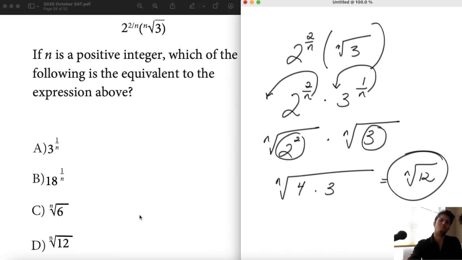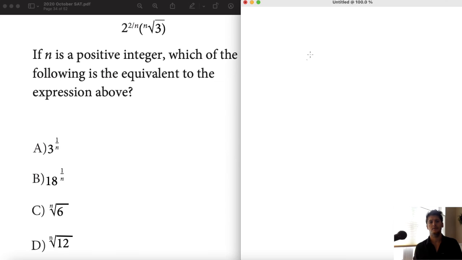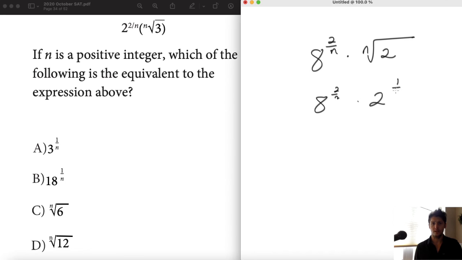So let me show you another example of how this might work. If we had 8 to the power of 2 over n times the nth root of 2, you could do it exactly the same way, or I'll do it both ways. First, I'll do it the way where we make these both fractions: 8 to the power of 2 over n times 2 to the power of 1 over n. Then I'm going to change the bases. So 8 could be written as 2 cubed raised to the 2 over n, and multiply that by 2 to the 1 over n.